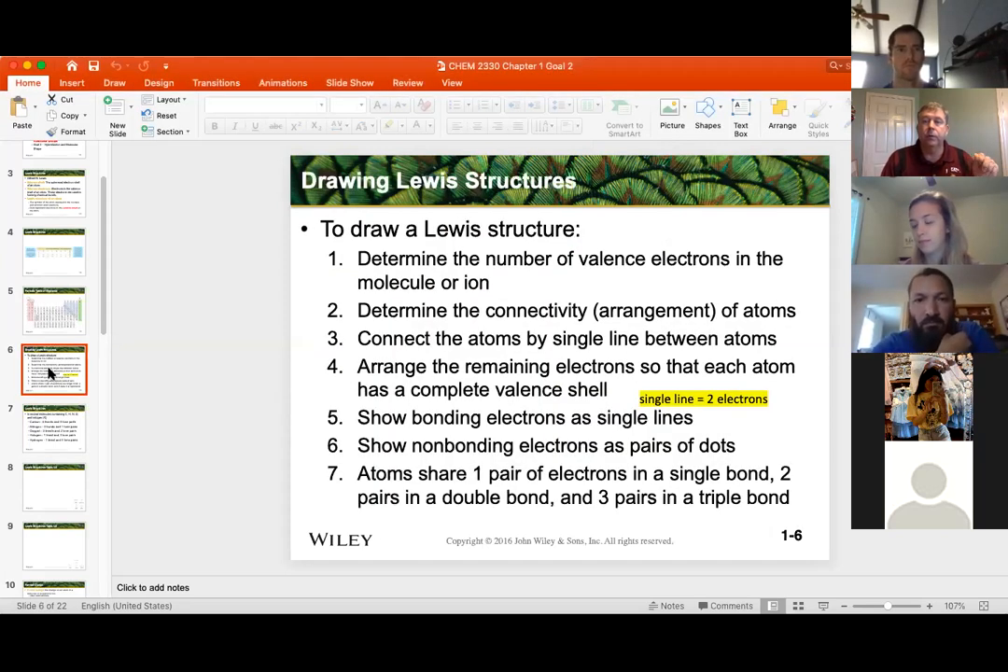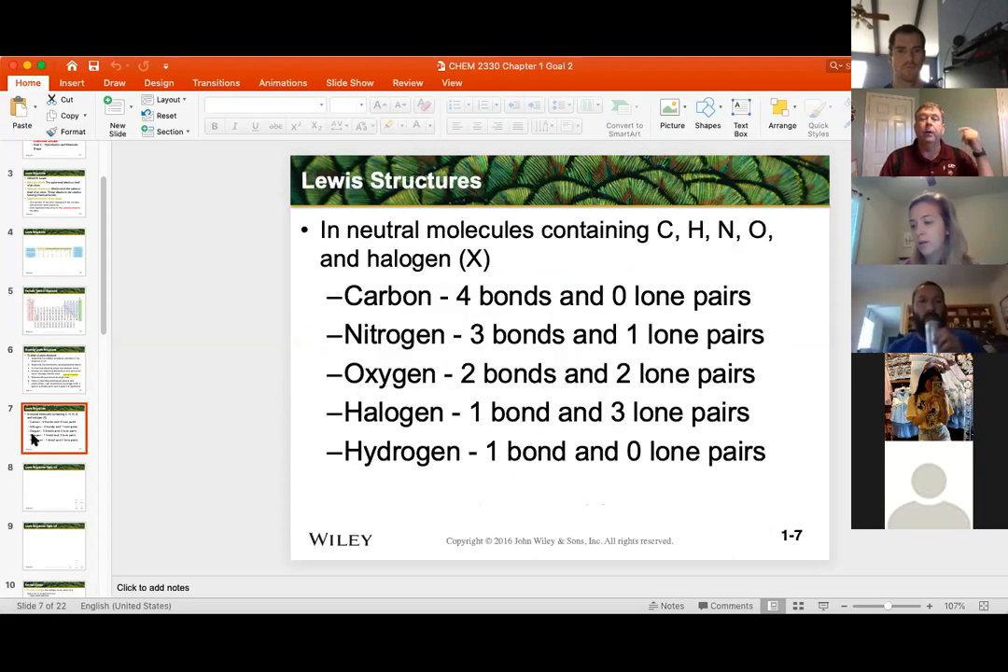All right, so again, we want to look at these rules, these guidelines right here, in addition to these rules: total number of electrons, connectivity, single lines equal 2 electrons, start filling up. We want to fill them up in general in this pattern. We need a total of 4 bonds. That could be single bonds or double bonds or triple bonds. We have to figure that out with the number of electrons and the other atoms we have.